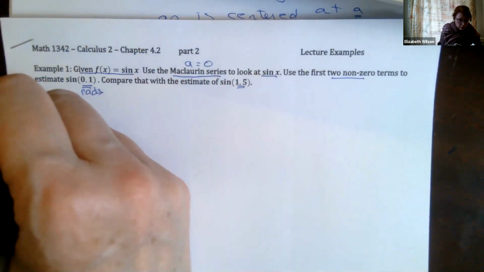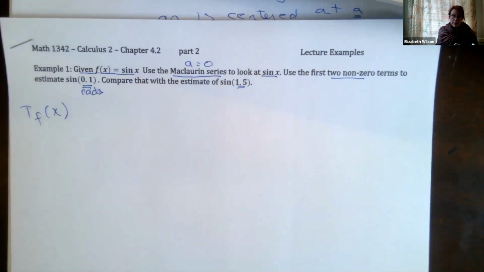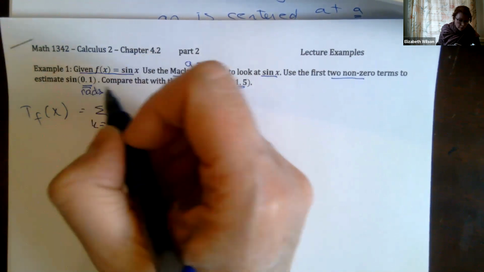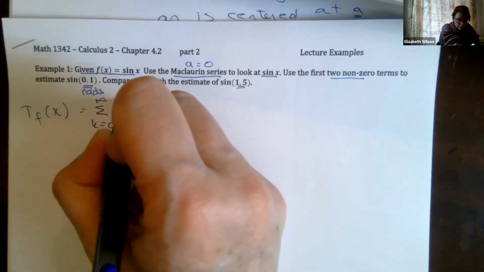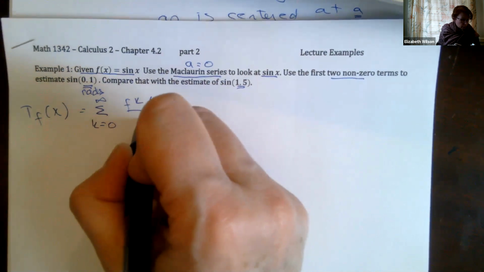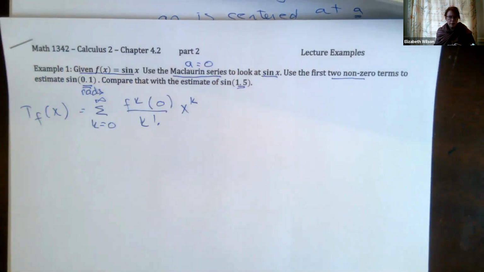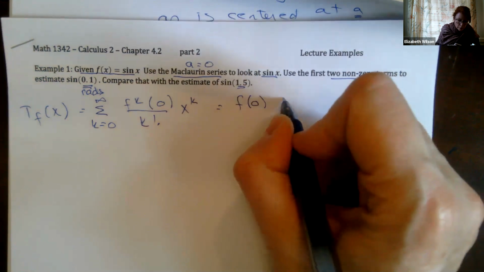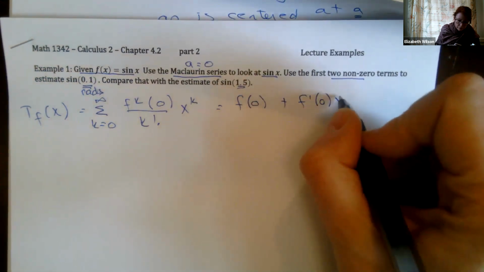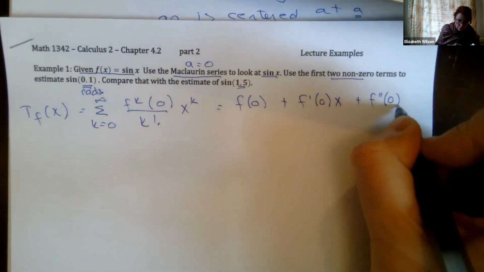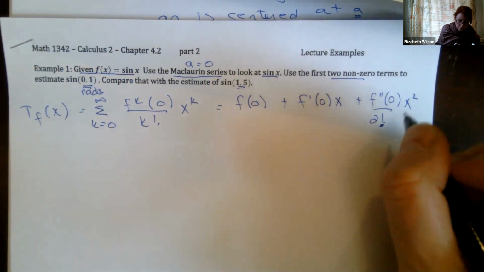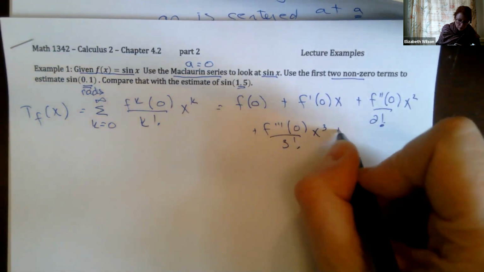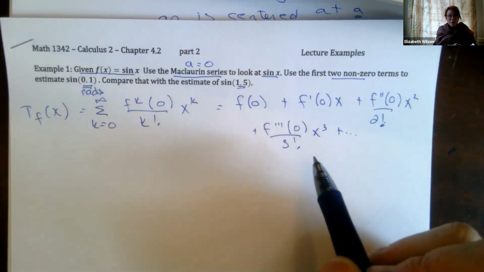So I'm going to go T_f of x. Now watch, I don't write the a anymore because a is equal to 0. I'm just going to write this down, k equals 0, and I'm going to go up to infinity, of f to the k of 0 over k factorial, x to the k, just to kind of remind myself what I need to do. And I always like to write this out just so I remember. And so on and so forth. That helps me remember what I need to do and what my steps are.